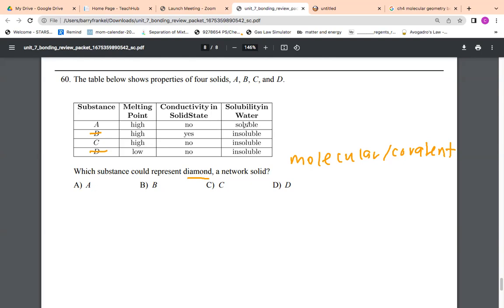So now the final thing is looking at the solubility in water. If you take a diamond and you put it in water, does it start to dissolve? No, it's not soluble in water. So that one also doesn't make sense. So we would want to go with C. So diamond has a high melting point, very hard to melt a diamond, does not conduct electricity well, and it also does not dissolve in water. So we're going to go with choice C.